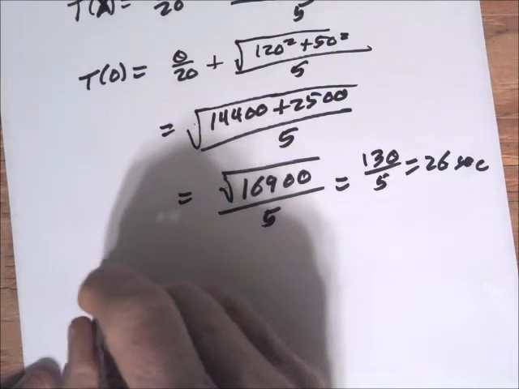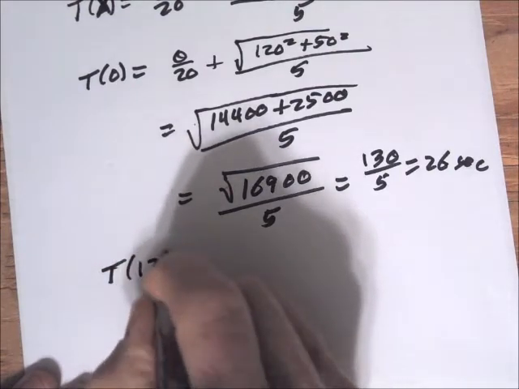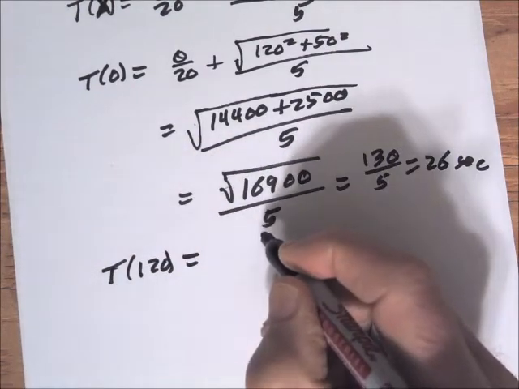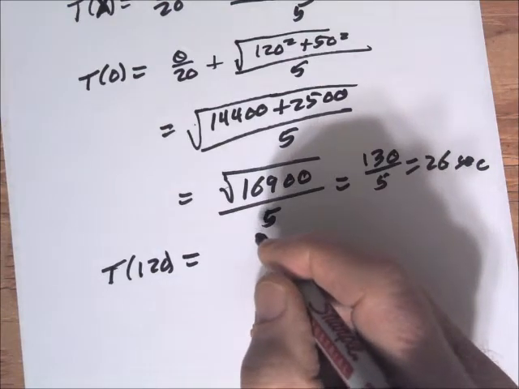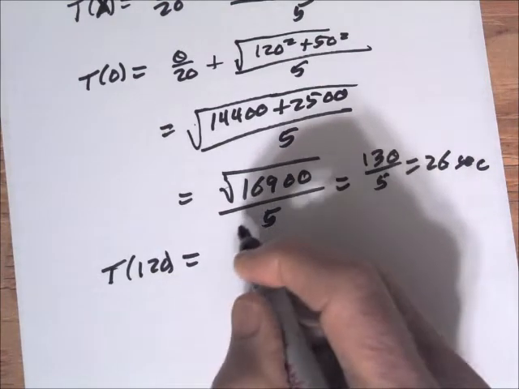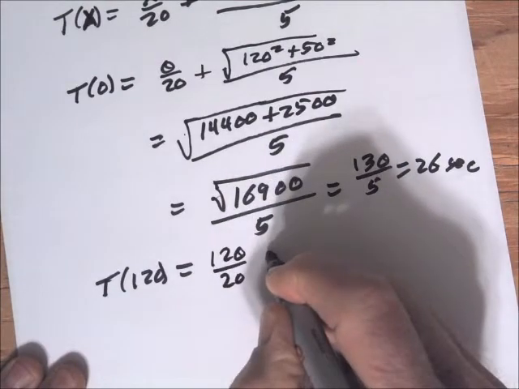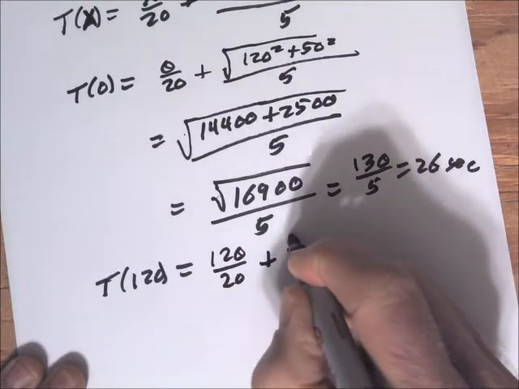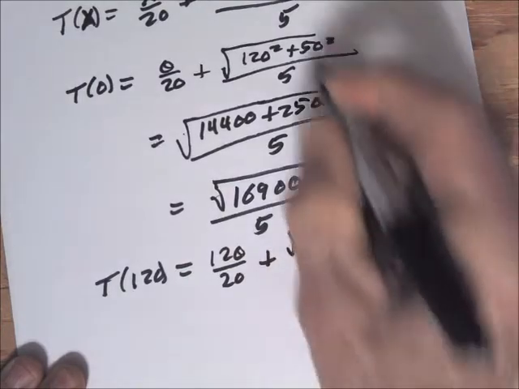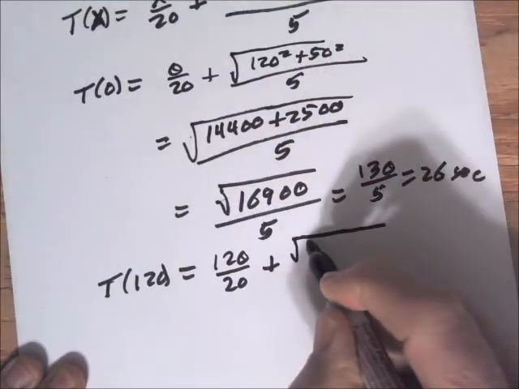T of 120, the lifeguard runs as far as the maximum distance along the land before jumping in the water. It's going to be 120 over 20 plus square root of 120 minus 120 is 0, so it would be 0 squared.